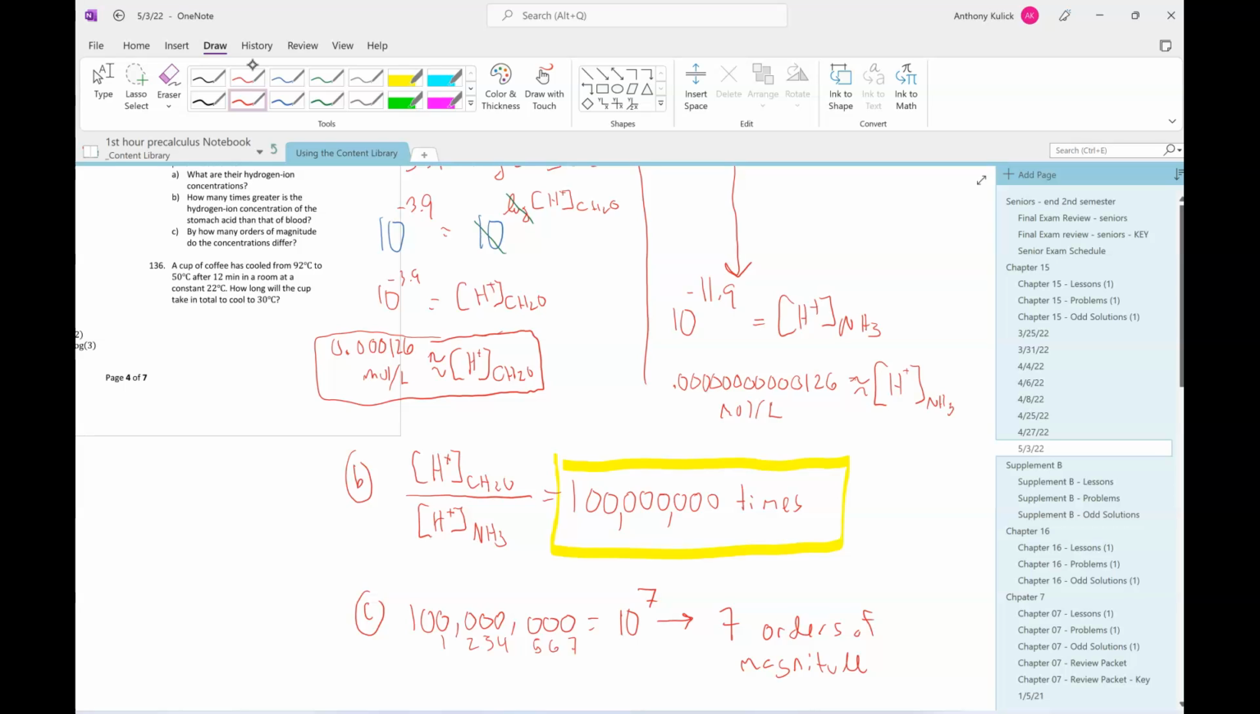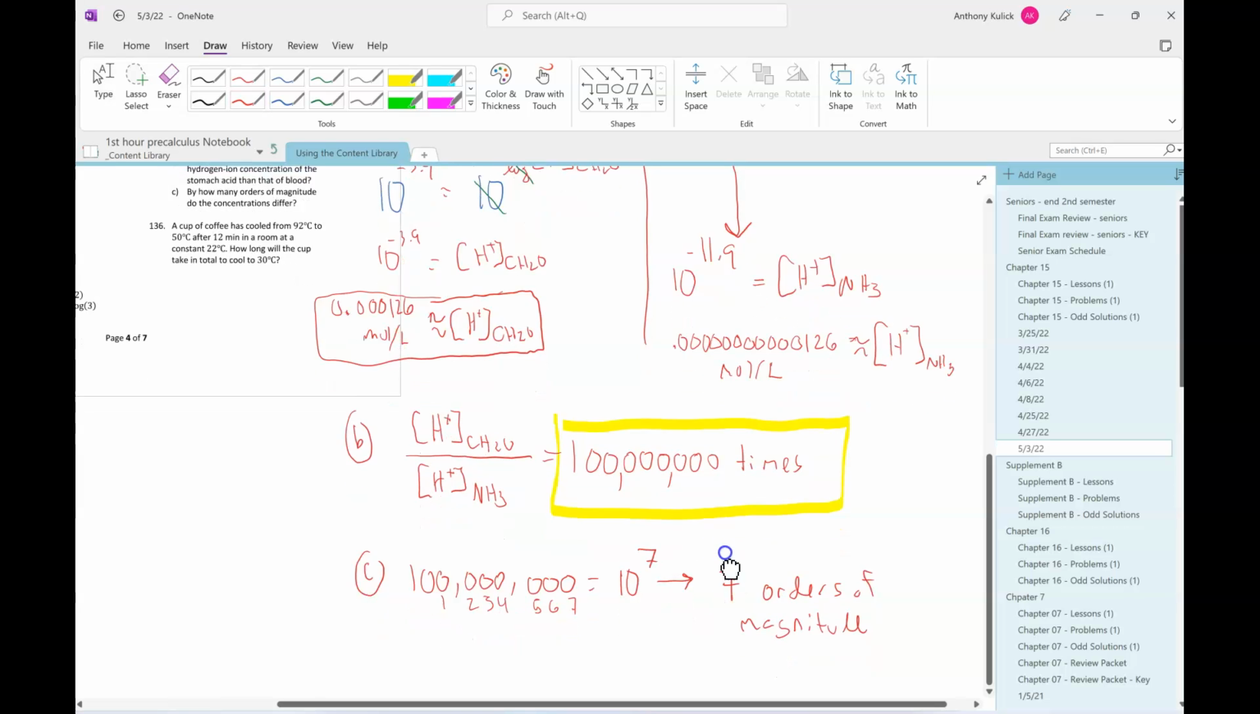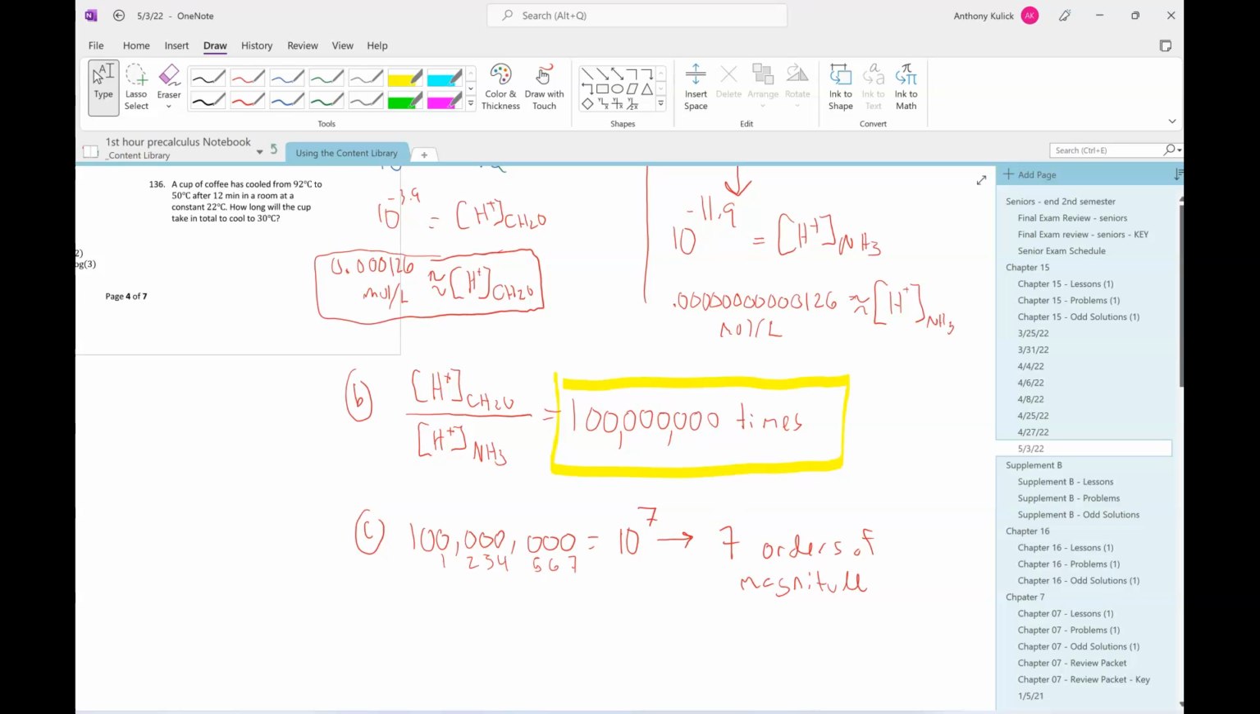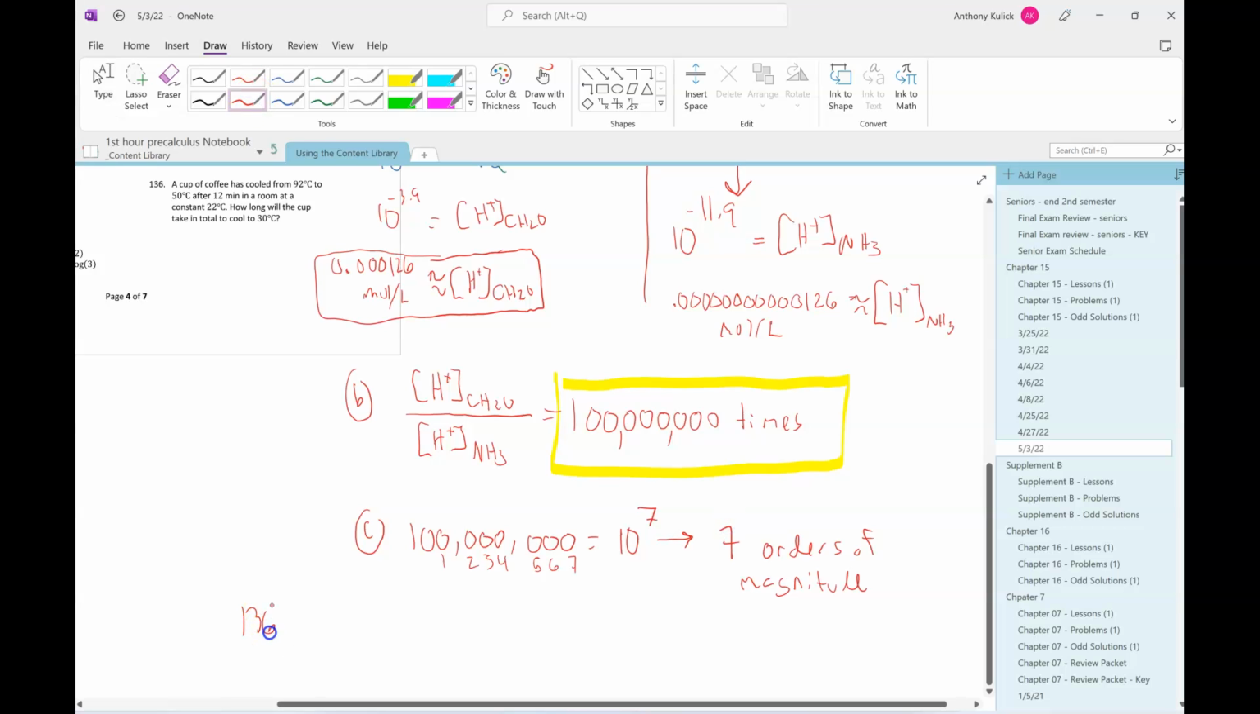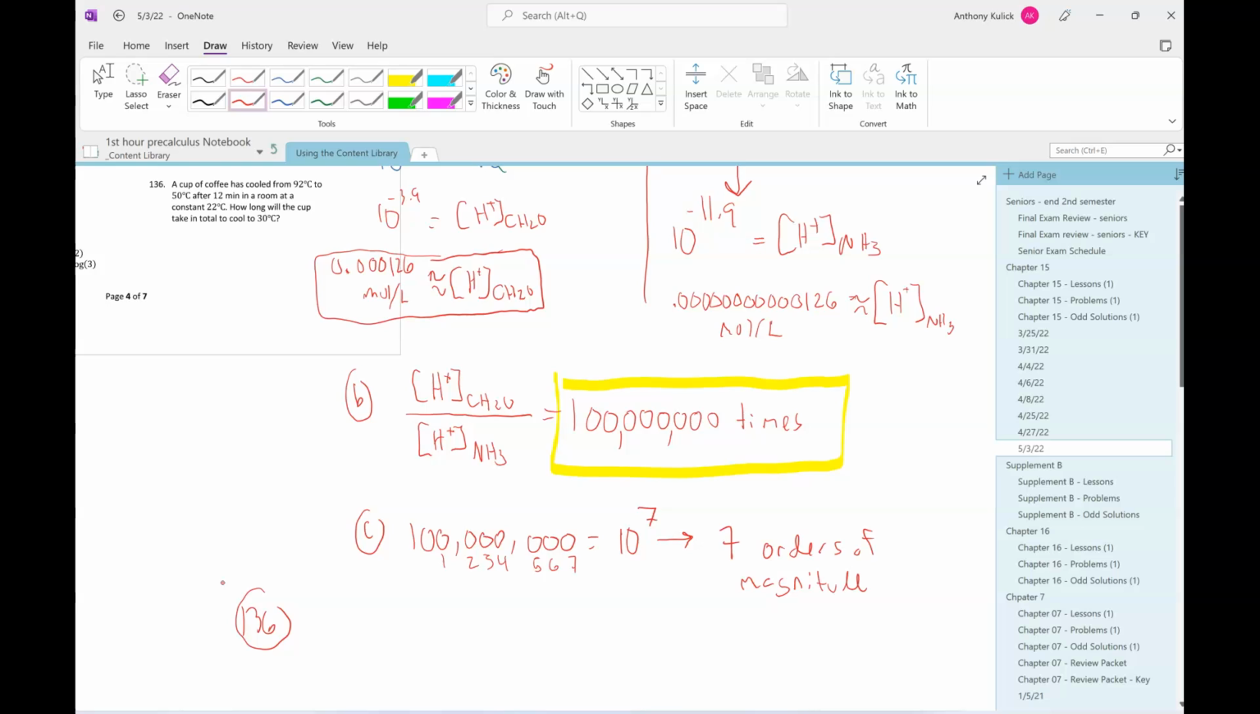Can you do 136? Sure. So 136 says a cup of coffee has cooled from 92 degrees to 50 degrees after 12 minutes in a room at a constant 22 degrees. So that's the temperature in the room, the 22 degrees. How long will the cup take in order to cool to 30 degrees? So this is a Newton's law of cooling problem because we're talking about something cooling down.